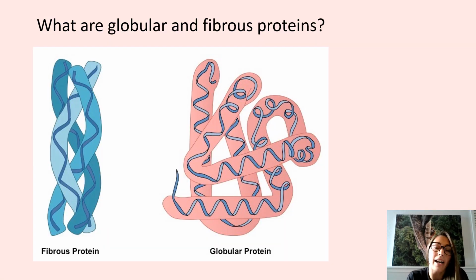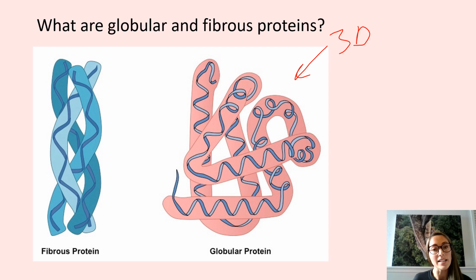So what are globular and fibrous proteins? Now, just as a quick overview, basically there are different shapes and functions of proteins. So globular are 3D in structure, more sort of spherical, and these would be things like enzymes that have a specific 3D shape that helps them do their function.